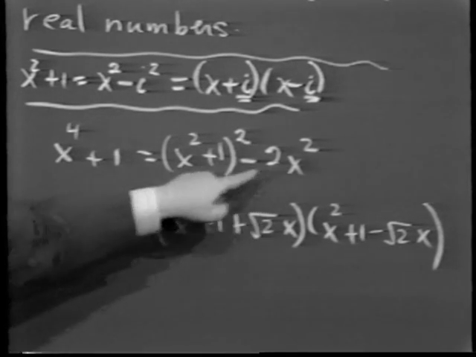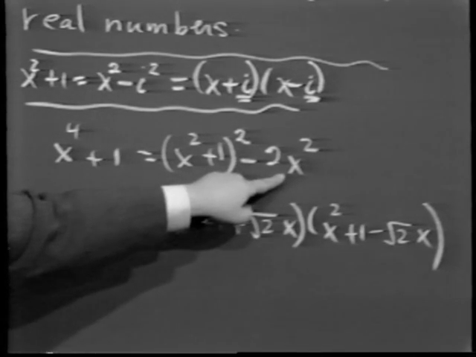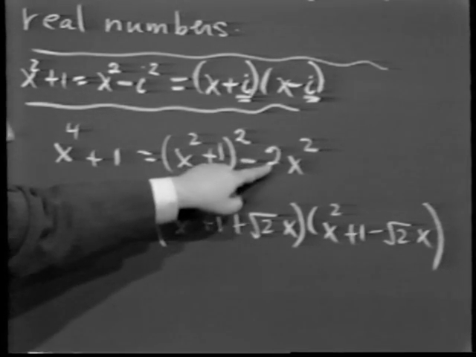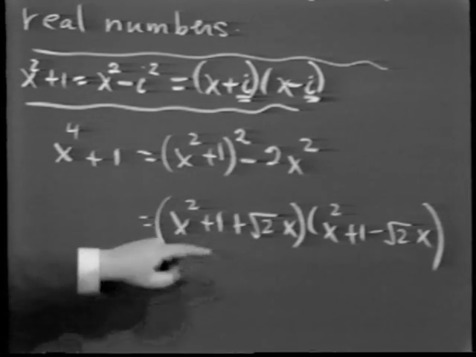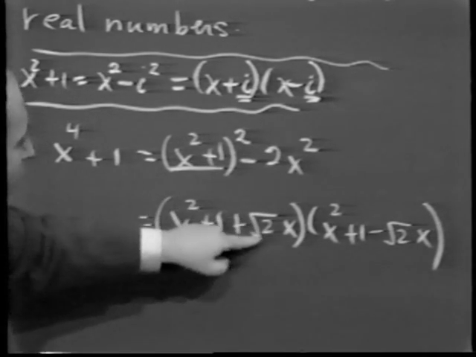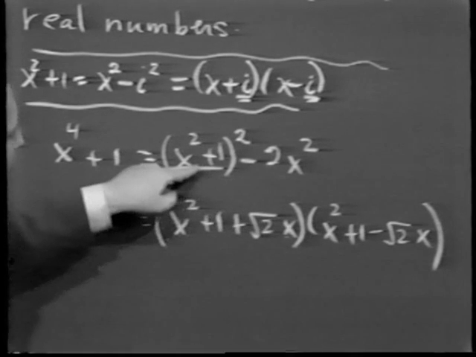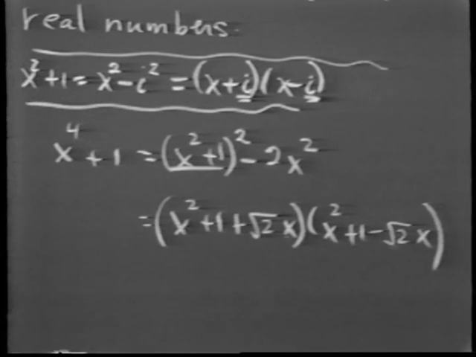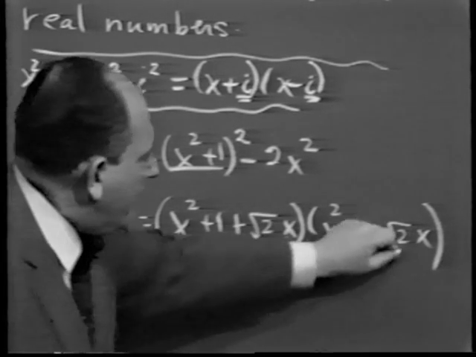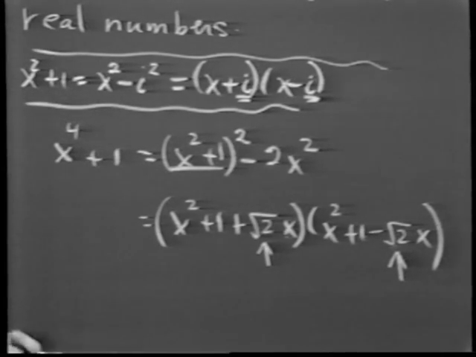Now this has the form of a difference of two squares, namely x squared plus 1 squared, and also the square root of 2 times x squared. In other words, I can write this as x squared plus 1 plus the square root of 2 times x, times x squared plus 1 minus the square root of 2 times x. Observing that even though the square root of 2 is an irrational number, it is nonetheless a real number.